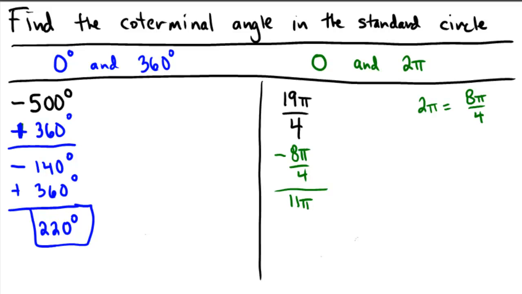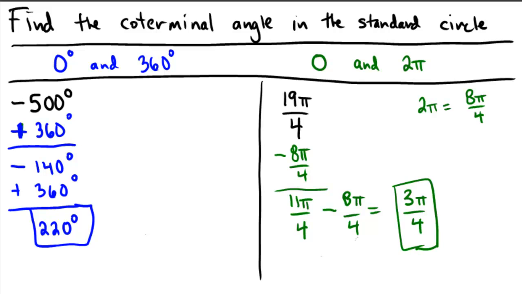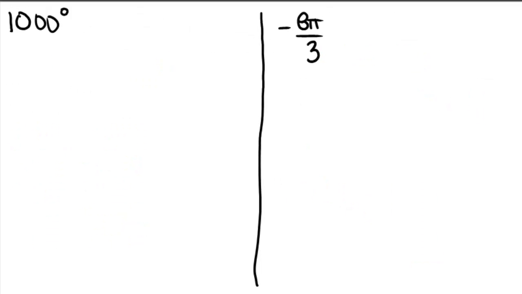11 pi over 4. But 11 pi over 4 is still too large, because 2 pi is equivalent to 8 pi over 4. So we'll have to subtract 8 pi over 4 again. This time 11 minus 8 is 3, so we get an answer of 3 pi over 4. And notice that that answer is finally between 0 and 2 pi. It's less than 8 pi over 4, so we subtracted enough cycles of the circle to get between 0 and 2 pi. Now, why don't you pause the video and see if you can do the following on your own. Consider 1000 degrees and negative 8 pi over 3 radians.